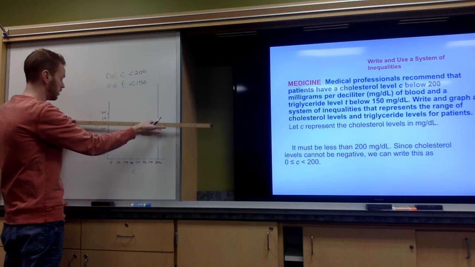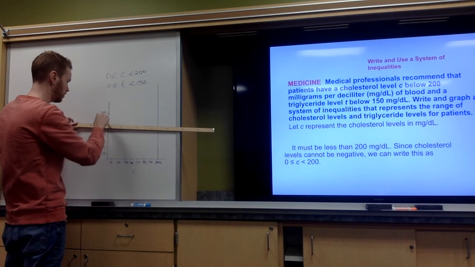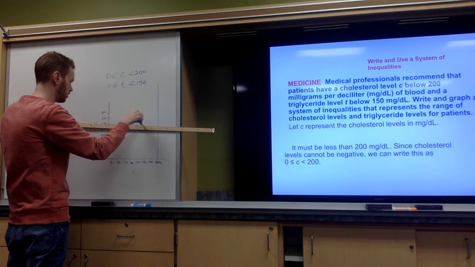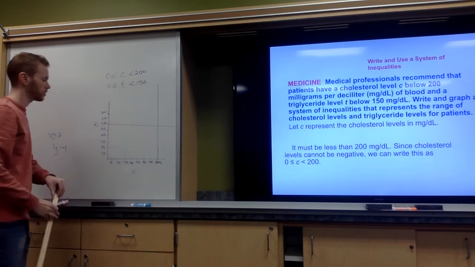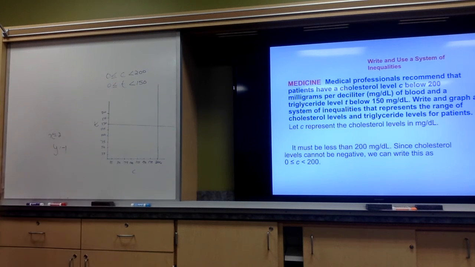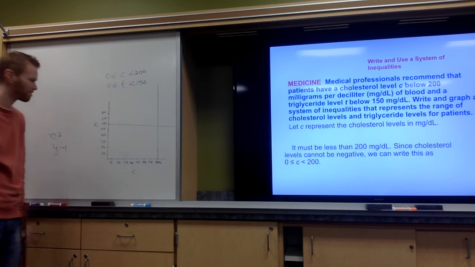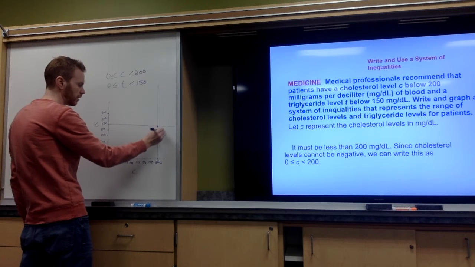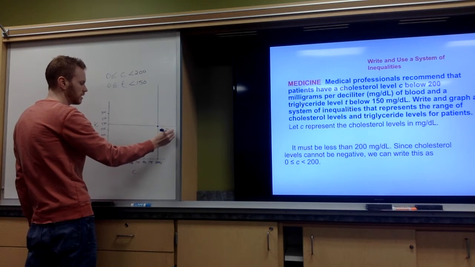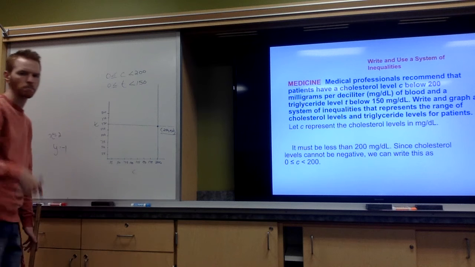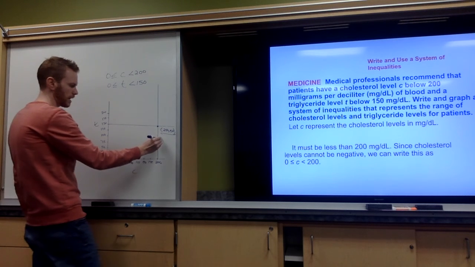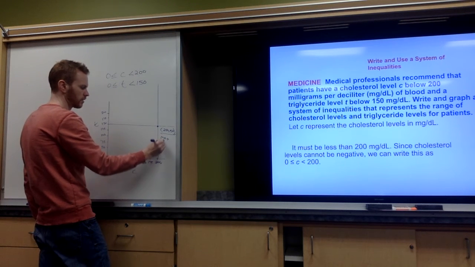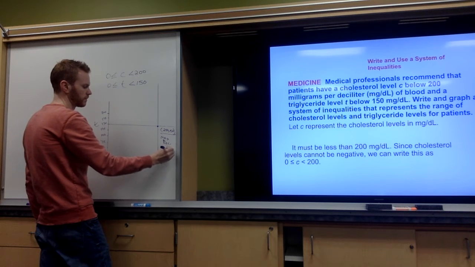So now look at T. You can't go past what, 150? Boom. So you can't go past that level for your triglycerides. But that's within the recommended level. I mean, you could go past it, but it's not good. Alrighty? So far, so good? So where these intersect, it's easy to tell. It'd be 200 and 150. So that's like your max recommendation levels, right? Your max level.